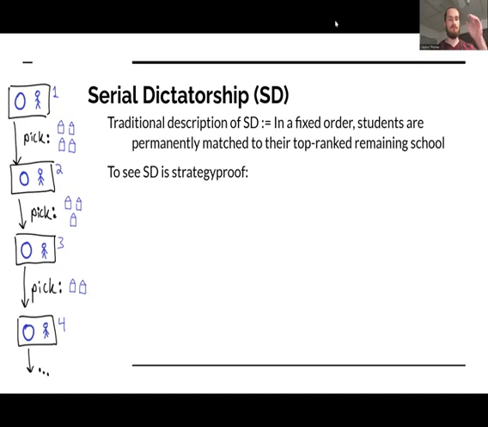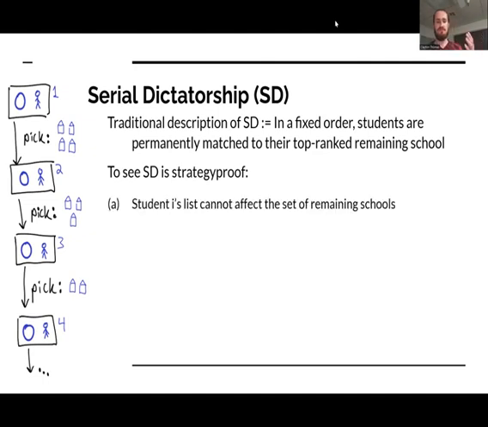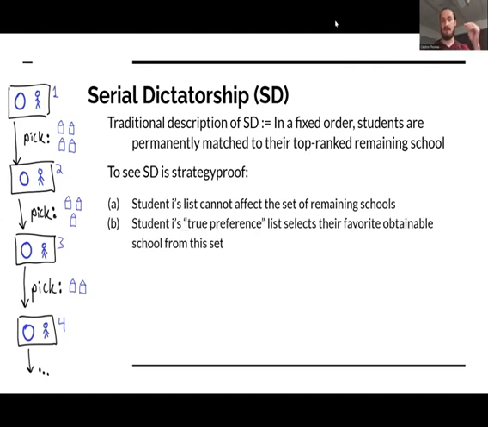So first student 1 will pick from the whole set. We'll pick for them using their preference list. Then student 2 will pick from the remaining seats, student 3, etc. And to see serial dictatorship is strategy proof, just observe, student i's list can't affect the set of remaining schools, and student i's true preference list will select their favorite remaining school from this set, their favorite obtainable school.